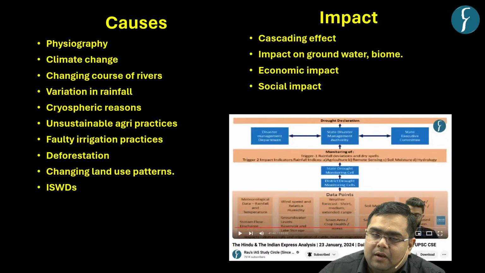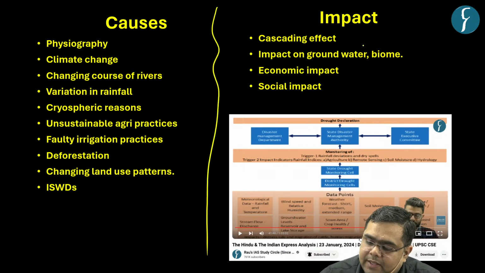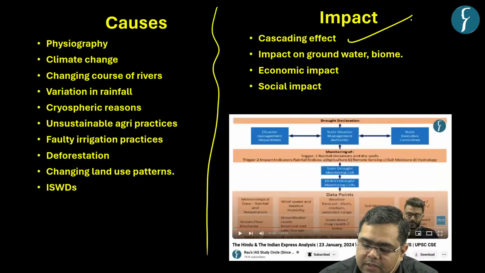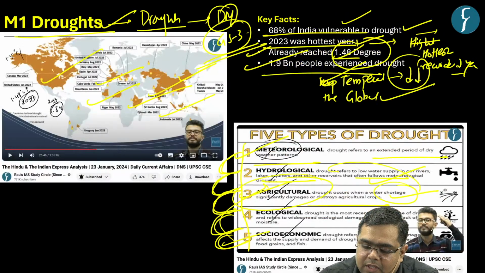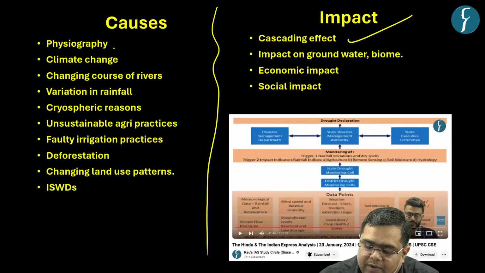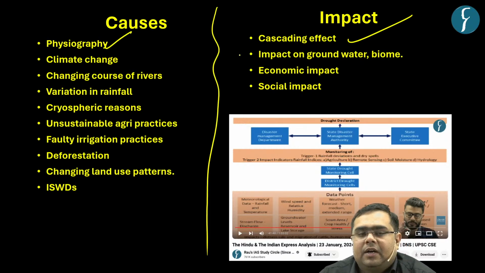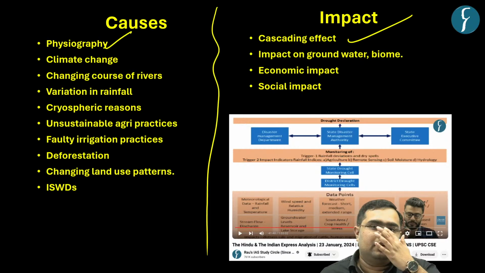So let us recap what the causes of droughts in India are, and then what the impacts are. So what are the causes? First one being the physiography of India. Certain regions in India such as eastern or central Maharashtra, Rajasthan, even parts of Haryana and Punjab, right, central India, have a particular kind of geography or topography because of which rain does not reach over there, right?